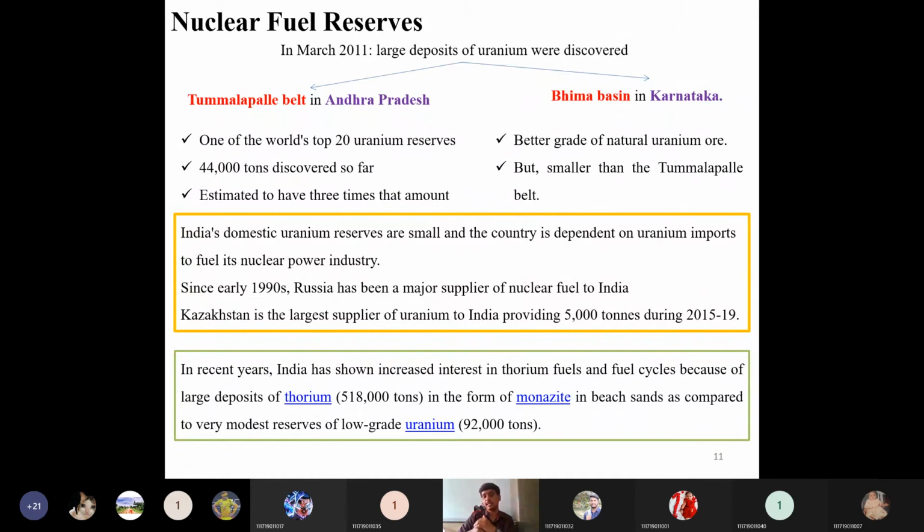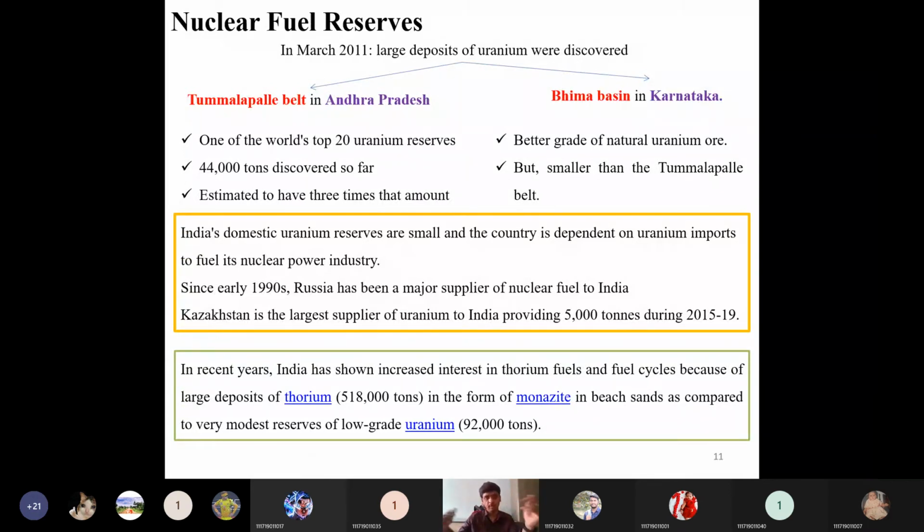Since the early 1990s, Russia has been the major supplier of nuclear fuel to India, and Kazakhstan is the largest supplier of uranium to India, providing around 5,000 tons during 2015 to 19. So we have to import that.